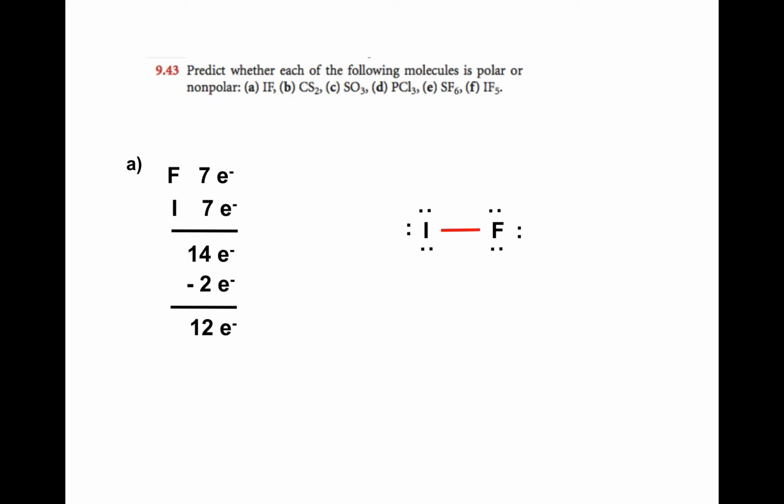Predict whether each of the following molecules is polar or nonpolar. All right, so again, it all boils down to drawing a good Lewis dot structure and getting the geometry. Based on the fact that fluorine's more electronegative than iodine, the electrons are getting pulled towards the fluorine and away from the iodine. So yeah, there'll be a positive side on the iodine side, and there'll be a negative side on the fluorine side. So polar.